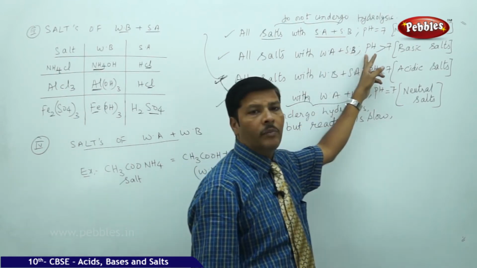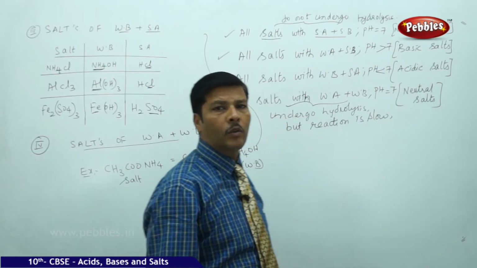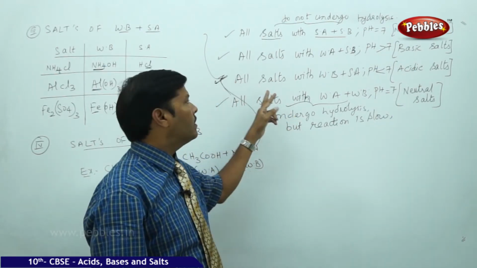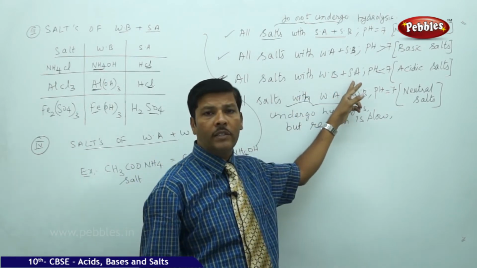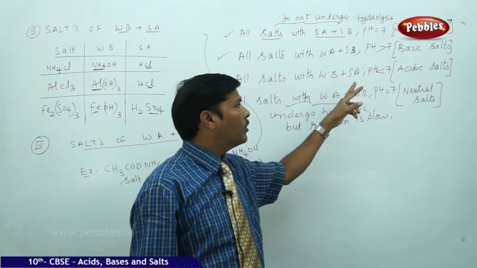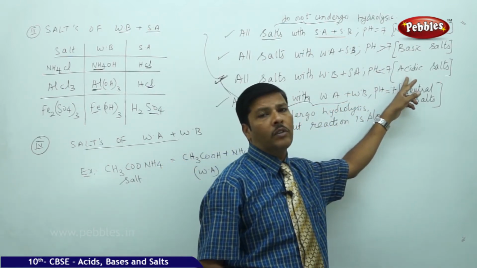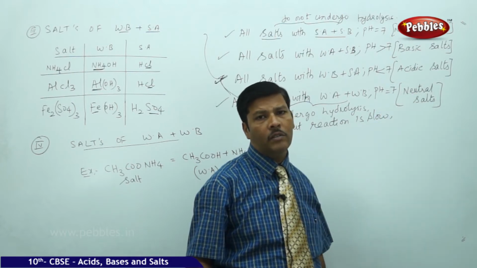That's why here the pH is greater than 7 and overall the salt solution is going to become a basic solution. Similarly, if we take salts of a weak base and a strong acid, the acid is strong and the base is weak. So the H+ ion concentration is greater than the OH- ion concentration. That's why the pH is less than 7 and the overall salt solution is going to become an acidic salt solution.